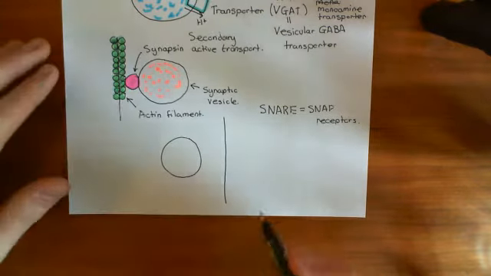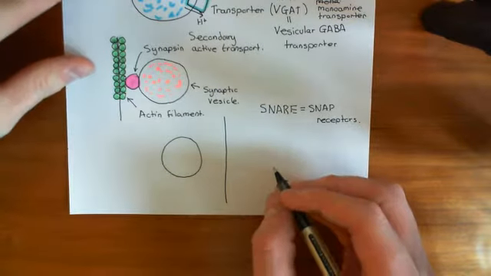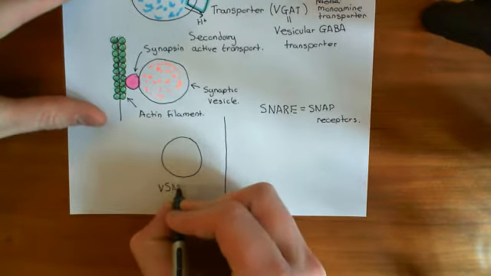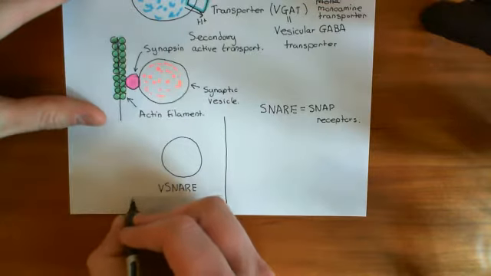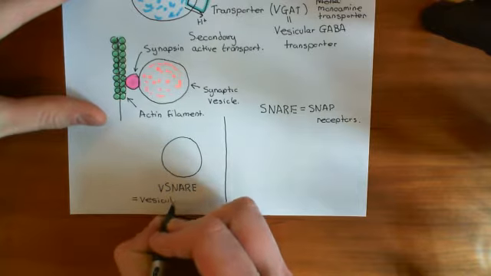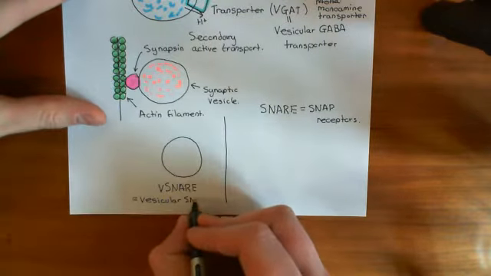Okay, right, so SNARE proteins then. The SNARE proteins can be divided into two main classes. The V-SNAREs, which are the SNARE proteins in the vesicle. So this just means vesicular SNAREs. Just like V-ATPase stood for vesicular ATPase, V-SNARE stands for vesicular SNARE.